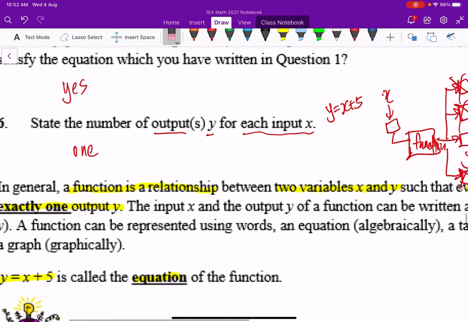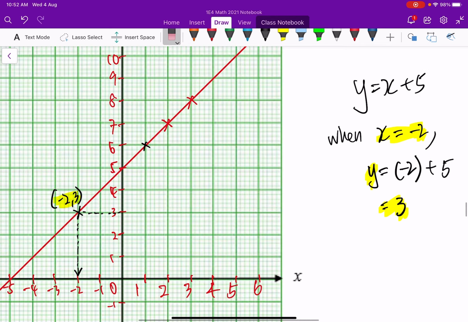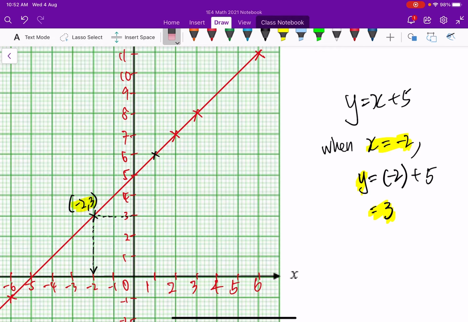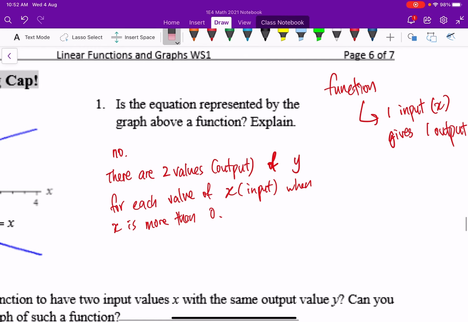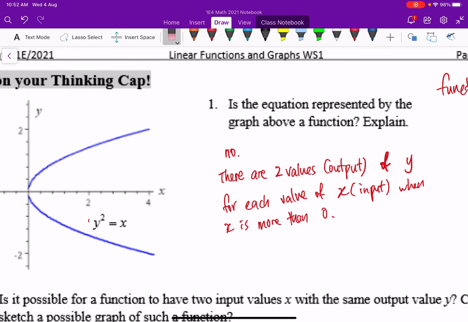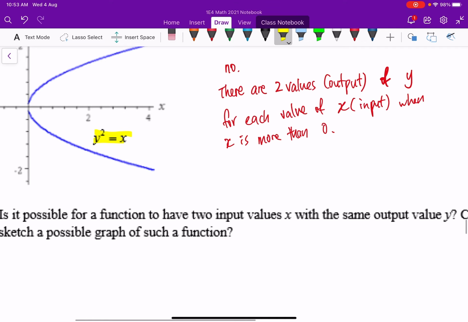Okay, so you go back to look at this one. If you look at the straight line, your line here will only cut the graph once. So therefore this is a function when it's a straight line. However, when it comes to this case, it is not a function, because a C shape like that actually means that your graph has 2 y values for every x input.